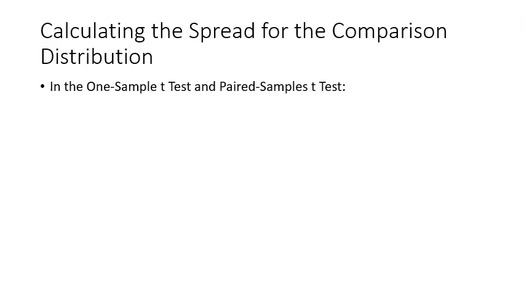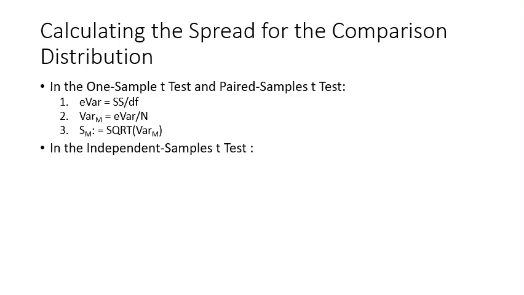So this is what the formula is going to look like for calculating spread. Remember, in the one sample and paired samples t-test, EVAR was just SS over DF. VARM was just EVAR divided by N. And the standard deviation for the distribution of means was just the square root of VARM. In the independent samples t-test, we're still going to calculate EVAR, but we're going to do it for each sample. So we'll have EVAR1 equals SS1 divided by DF1, and the same for EVAR2.